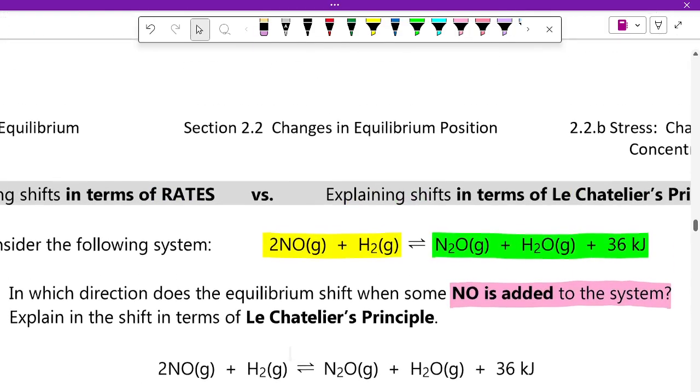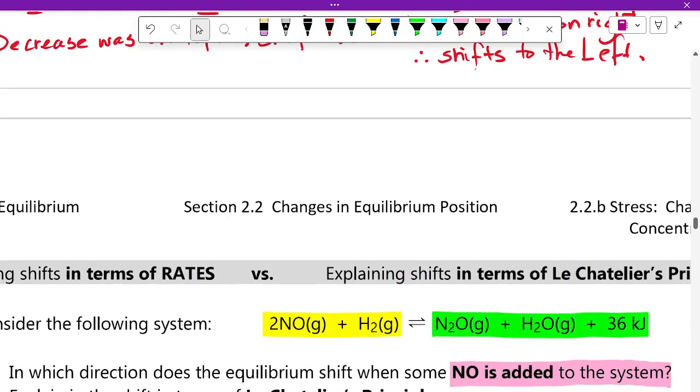So I would like you to try and explain that to your partner, without looking at the answer, in terms of Le Chatelier's principle. So you can say what we did is this. What the system does is that.